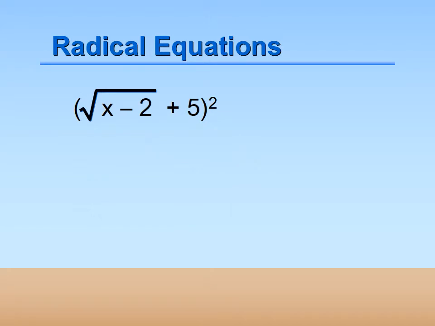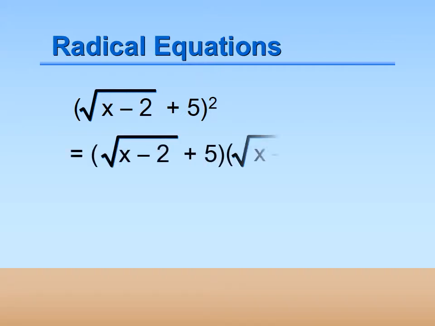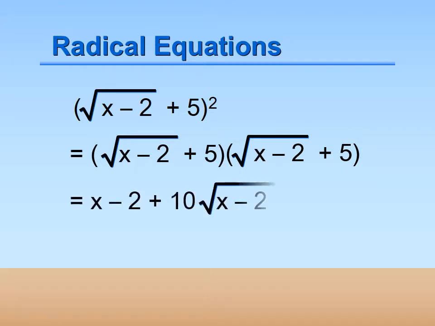Let's look at this one. The square root of x minus 2 plus 5, squared. Again, that squared means that we're going to multiply the square root of x minus 2 plus 5 times itself, the square root of x minus 2 plus 5. Because we're multiplying it by itself, we're going to have to use the box method. In the top left-hand box, we multiply the square root of x minus 2 times the square root of x minus 2. When we do that, the square roots cancel out, leaving us just x minus 2.